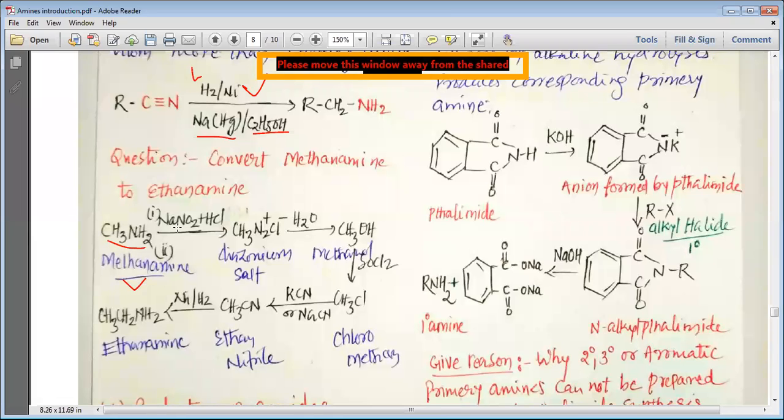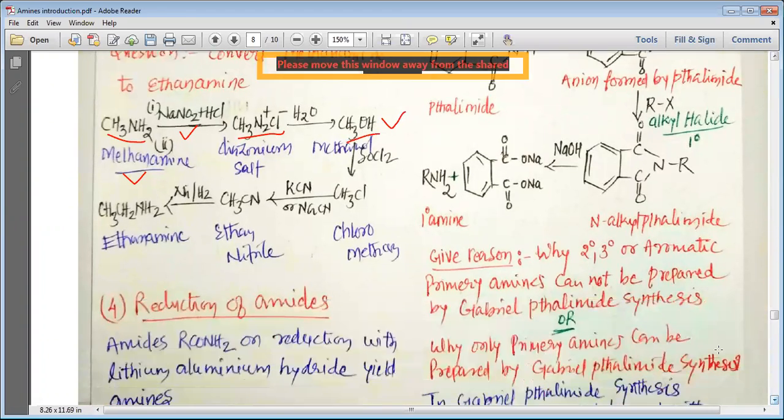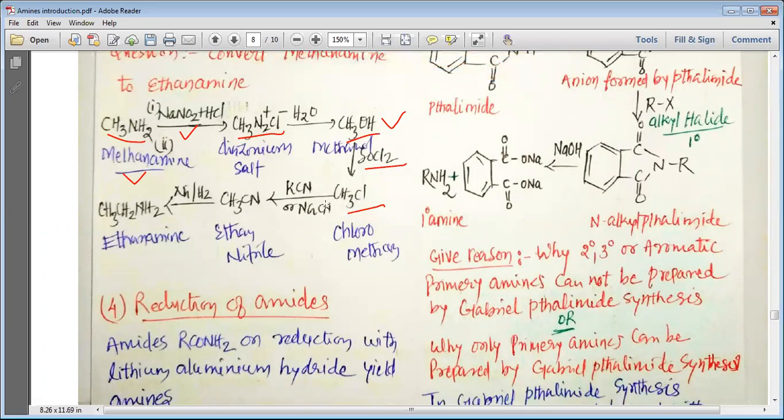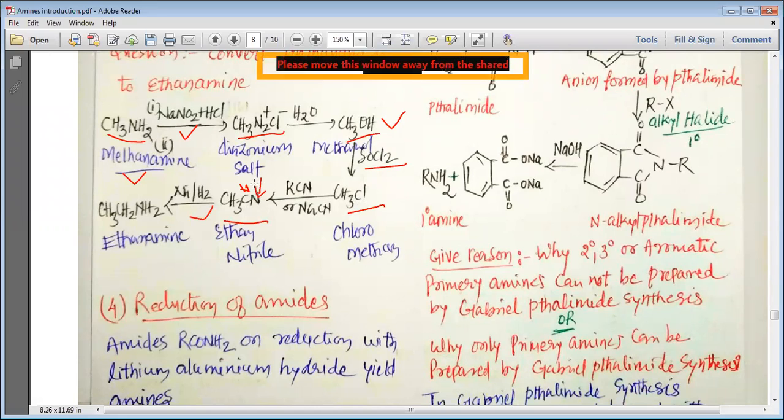You have methanamine, then you allow it to react with NaNO2 and HCl, so you get the diazonium salt. This diazonium salt, when it reacts with H2O, gives us methanol, which is an alcohol. This alcohol on chlorination with SOCl2 gives us chloromethane. Chloromethane, when it reacts with KCN, gives us CH3CN. And on reduction of the CH3CN, this carbon is converted to CH2, this nitrogen is converted to NH2, and we get CH3CH2NH2, which is known as ethanamine.